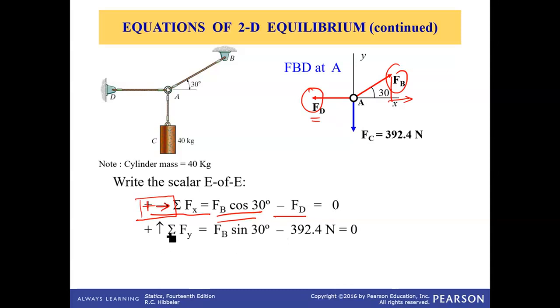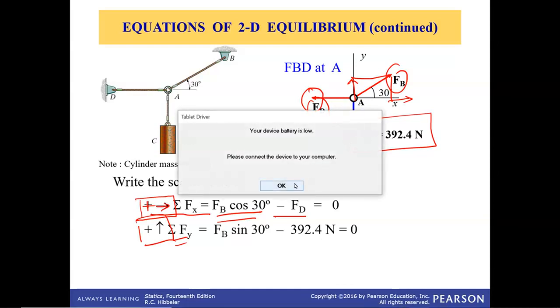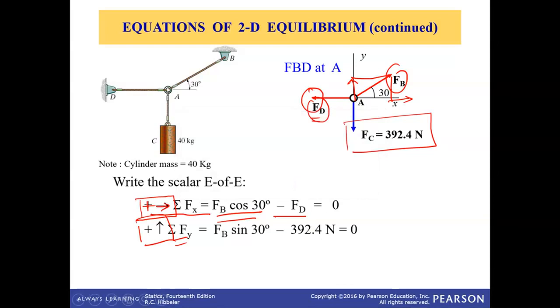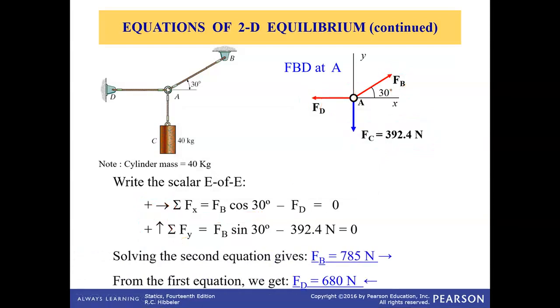Now, the second equation is sum of forces along the vertical direction, so force acting up is positive. So sigma Fy equals FB sine 30, the vertical component of this force by projecting it, and then there is another force which is acting down, and that's negative 392.4, and that equals 0. There is no contribution of FD along the vertical direction because it only acts along the horizontal direction. Similar to that, there is no contribution of FC along the horizontal direction because it acts only along the vertical direction. And using the equations of equilibrium, we can solve for these unknown forces.